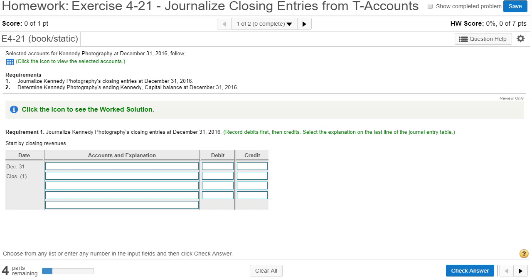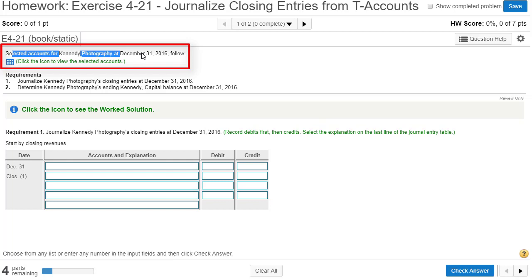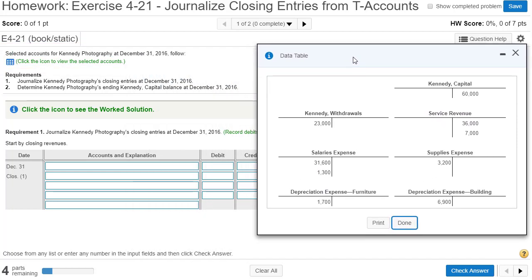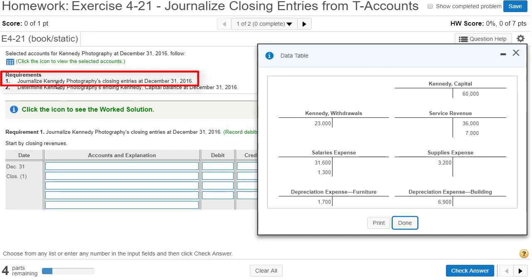Exercise 4-21. We're going to journalize the closing entries, but this time from T accounts. Selected accounts for Kennedy Photography at the end of December are as follows. So we've got some T accounts. We're going to journalize Kennedy Photography's closing entries as of the end of December.